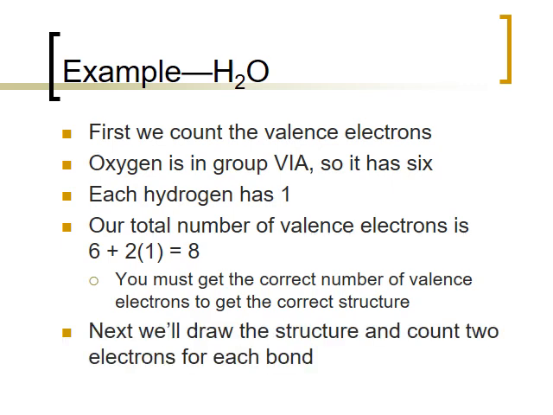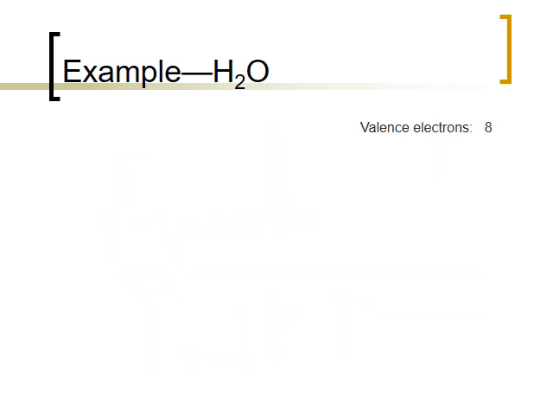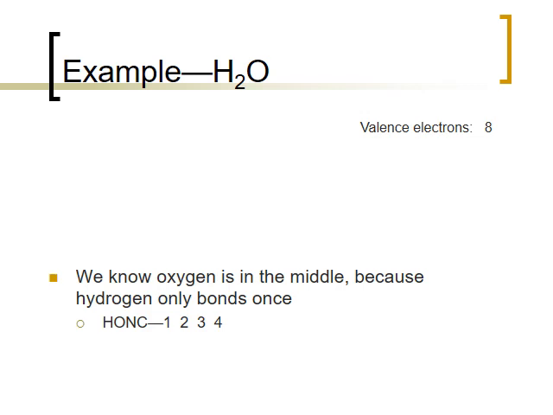Now we'll draw the structure and we'll count 2 electrons for each bond. 8 valence electrons. We know oxygen is in the middle because hydrogen only bonds once. If hydrogen goes in the middle, it will bond twice, and that goes against our HONC 1, 2, 3, 4. So oxygen in the middle, hydrogens on the outside. There's our bonds. Each bond represents 2 electrons. So we have taken up 4 of our valence electrons with bonding. That gives us 4 more electrons we have to place.